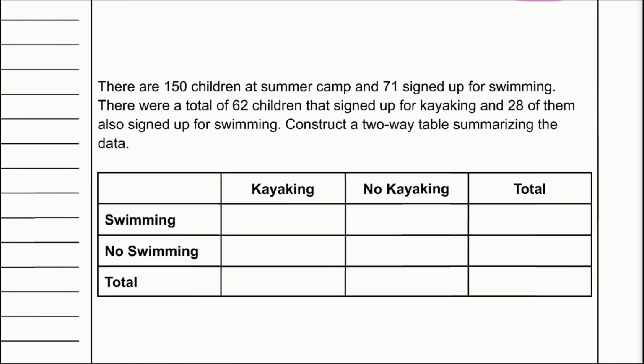There's 150 children at a summer camp, and 71 signed up for swimming. So there are 71 children who signed up for swimming total. There's going to be 150, so this is giving you the total right there. 71 signed up for swimming. There were a total of 62 children that signed up for kayaking, and 28 of them also signed up for swimming. So kayaking and swimming, 28 are kayaking and swimming.